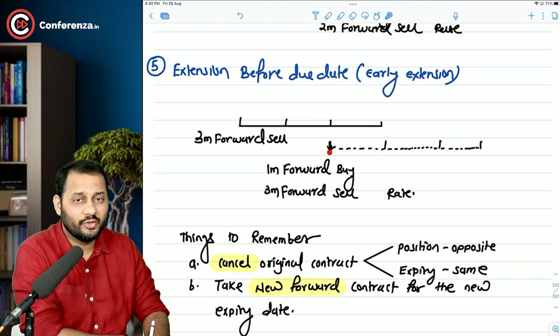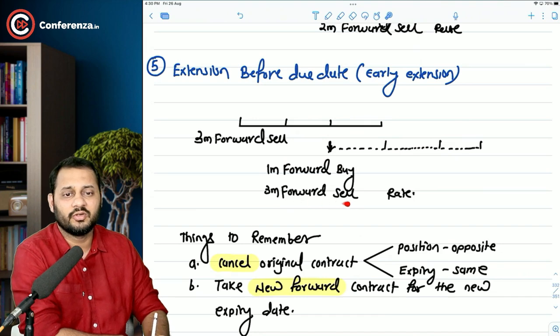And from this date, you want 2 more months extension. 2 months extension from due date. So from due date, it will take another 2 months. And from today, it's 3 months. So you will take a 3-month forward sell.